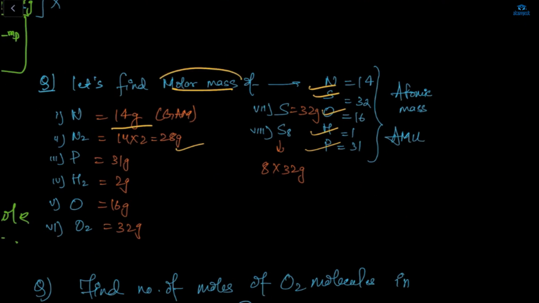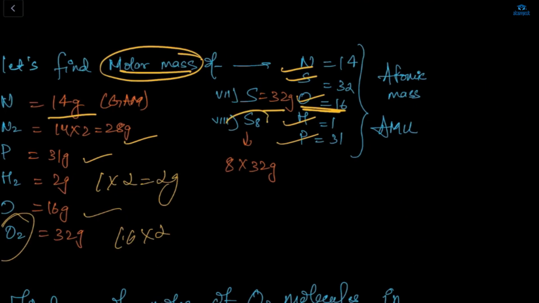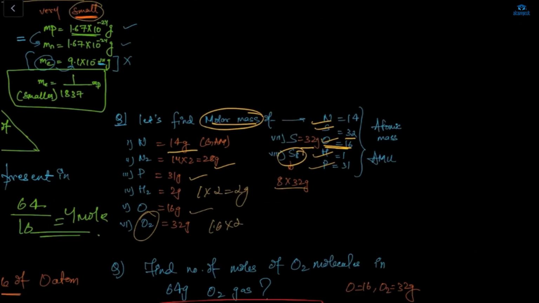What are we finding here? We are finding the molar mass of each of these. Phosphorus, 31 grams. H2 means 1 into 2, which equals 2 grams. Oxygen 16, this is an O2 molecule, meaning 16 into 2. The atomic mass of oxygen is already given here. Sulfur 32 grams. What about S8? 32 is already given. So 32 into 8 is the molar mass of sulfur.